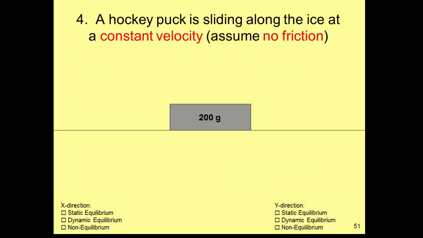Moving on, let's take a look at a hockey puck. We've got a hockey puck sliding along the ice at a constant velocity. And we're going to assume that there's no friction involved here. This is like our little hockey puck that I had with a balloon on top of it. So what's happening here? Let's analyze the forces. So here's our directions that we're going to set up. X to the right, Y upward. Start with gravity as usual.